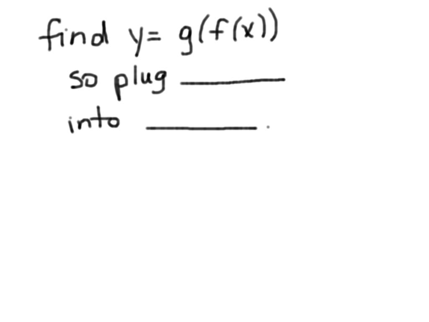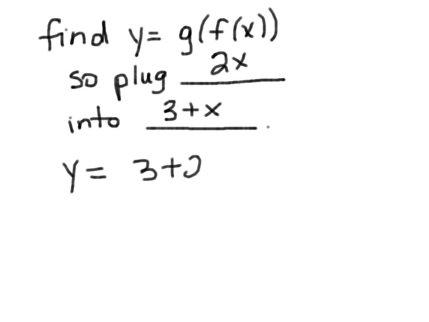Now with composite functions, you can substitute one function inside another one at any time. So if instead I wanted to plug f of x into g of x, I would take my f of x, which I think I said was 2x, and we're going to substitute it where x is in our g function, which was 3 plus x. So we're going to plug 2x into 3 plus x. And then that means y would be equal to 3 plus 2x. And that is our composite function.